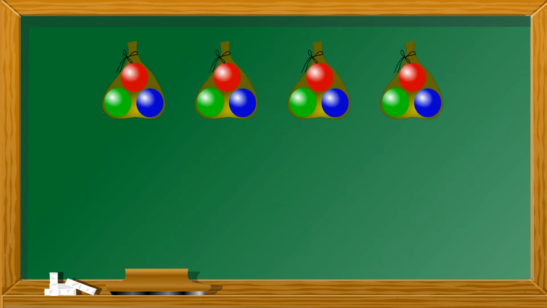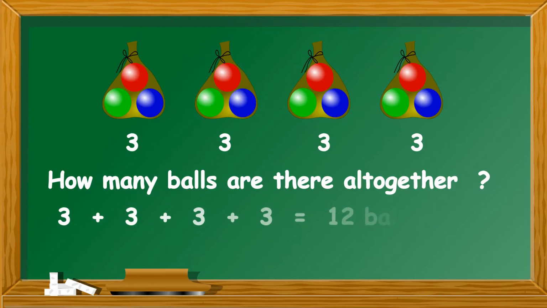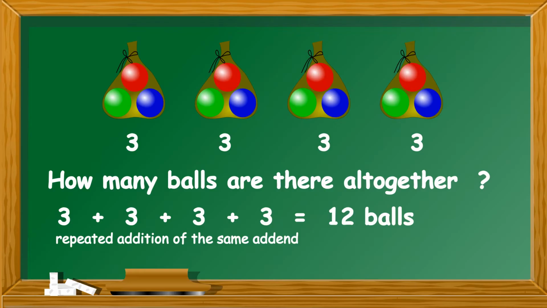Consider the following example. You can see 4 bags of balls, and in each bag there are 3 balls. If you are asked to find how many balls are there altogether, what will you do? You will add 3 plus 3 plus 3 plus 3, the total of which is equal to 12 balls. What did you do here? You added 3 4 times. This is called repeated addition of the same addend, and here the addend is 3.